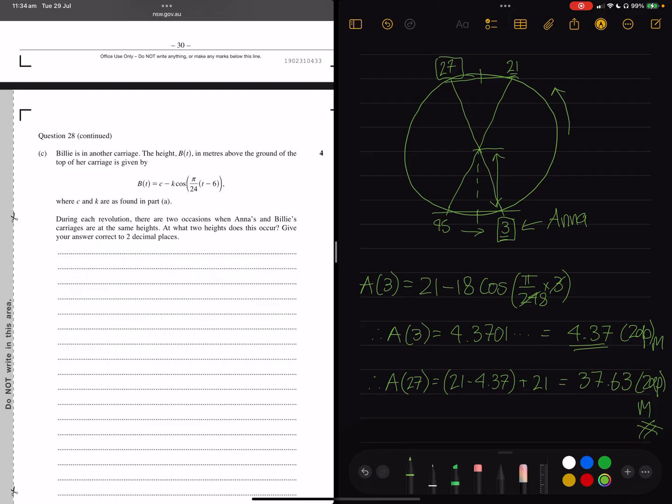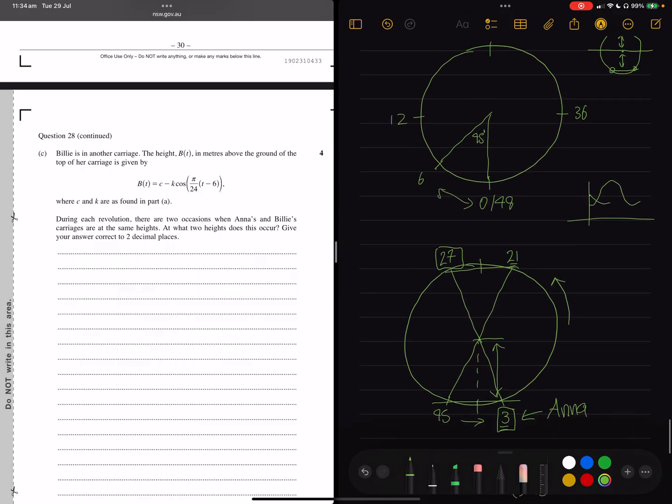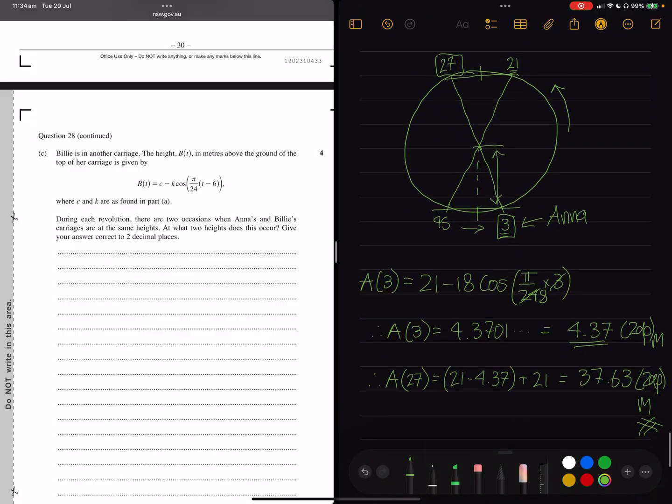Because you knew that they were 6 seconds apart, and because you knew the period was 48 seconds, that was 45 degrees. And that told you what two shapes corresponded to the points where they were equidistant from the ground. So if you're clever about these questions, you can get them done with relative ease. If you do it the long way, the working is much, much harder.